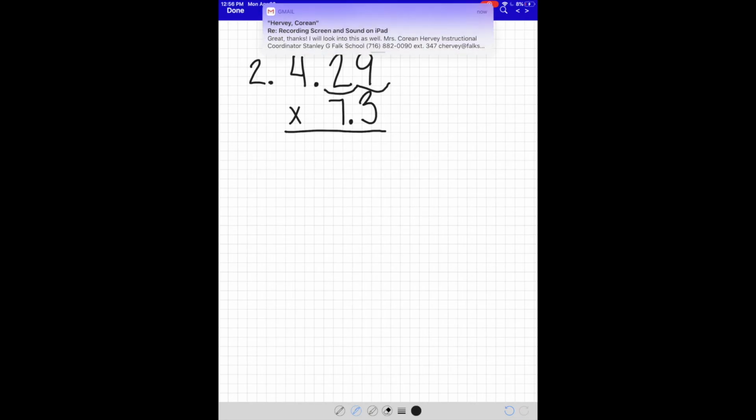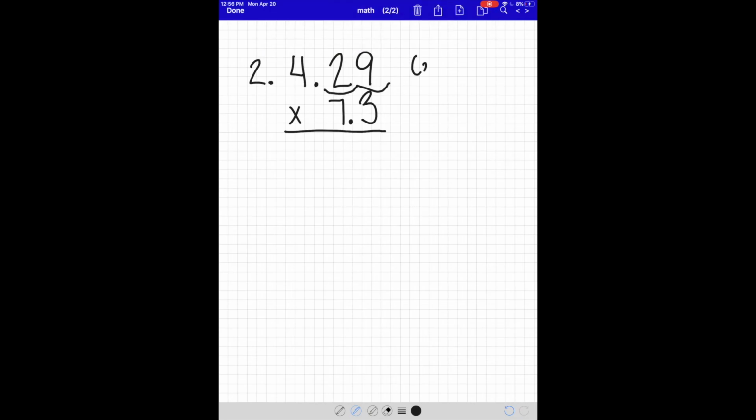Okay, for our next one, number 2 on the sheet, we have 4.29 multiplied by 7.3. So if you want, you can already count how many spaces there are. Here we have 2. Here we have 1. So again, it's going to be 3 spaces.